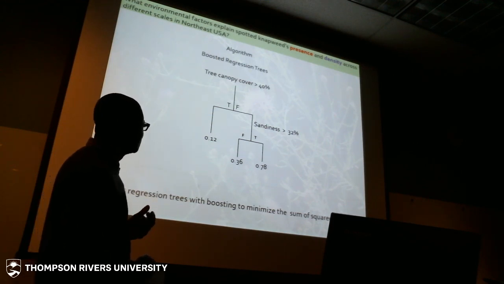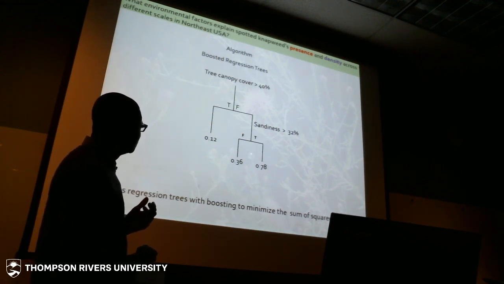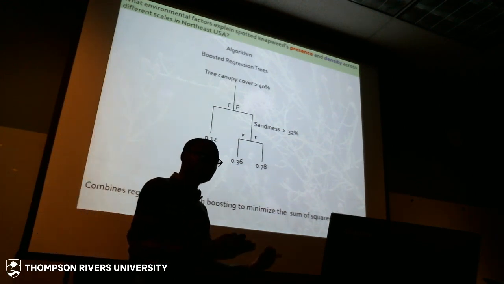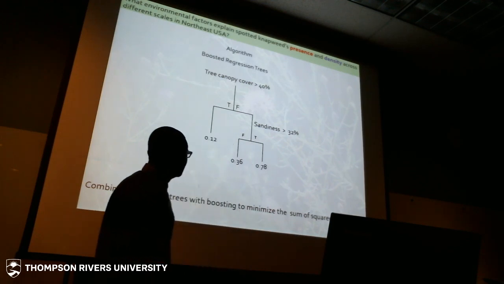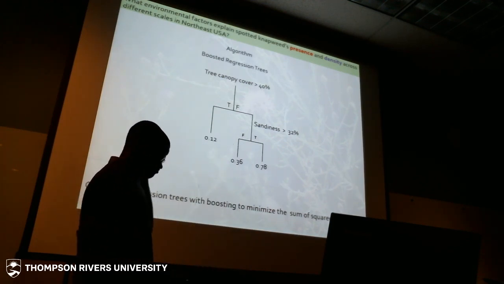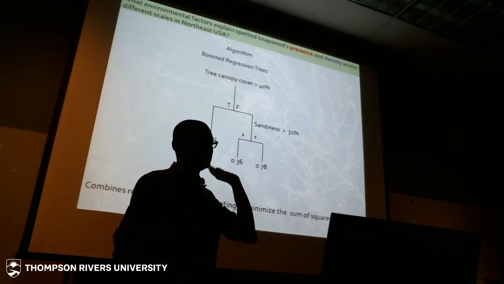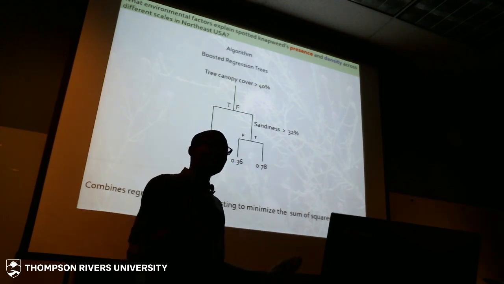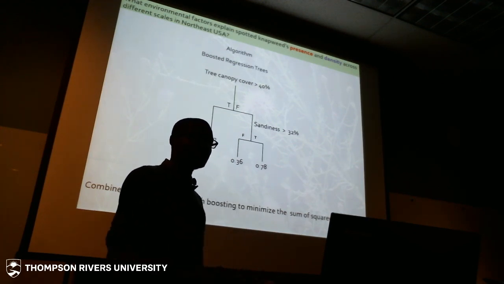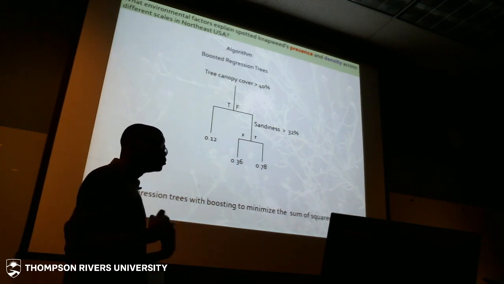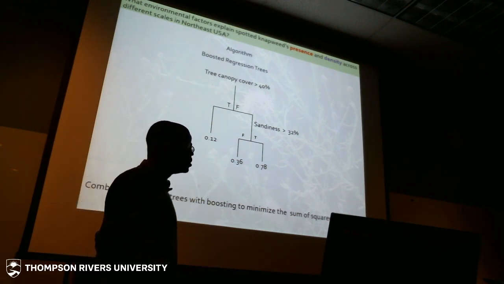And as you go up the tree, so this is the root of the tree, the data is continually split based on decisions. And with boosted regression trees, you build a ton of these trees. You build about 1,000 of these trees. And then you combine them in order to minimize your error. And you use your combined tree to make predictions.